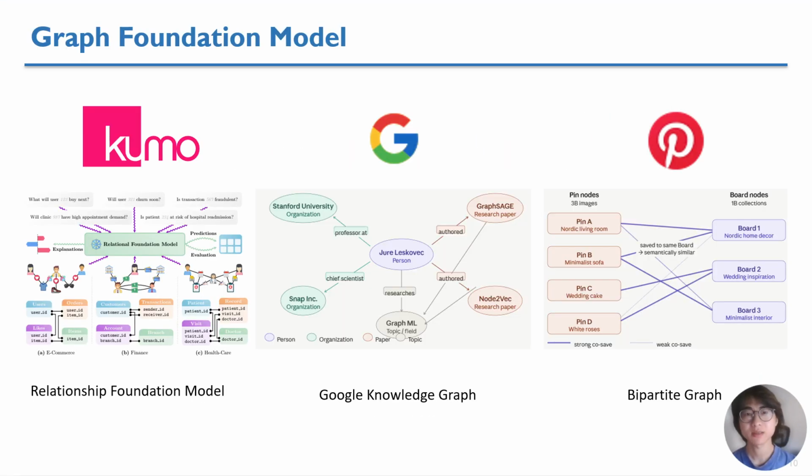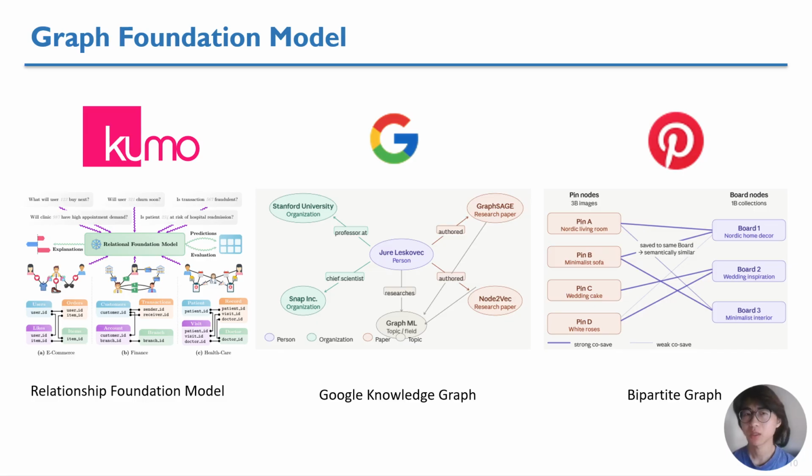Before we dive in, let me briefly explain what a graph foundation model is. You're probably familiar with some foundation models like GPT or BERT. Those models are pre-trained at scale and then adapted to a wide range of downstream tasks. The goal of a graph foundation model is also to train a general purpose model that can generalize across graphs and tasks.